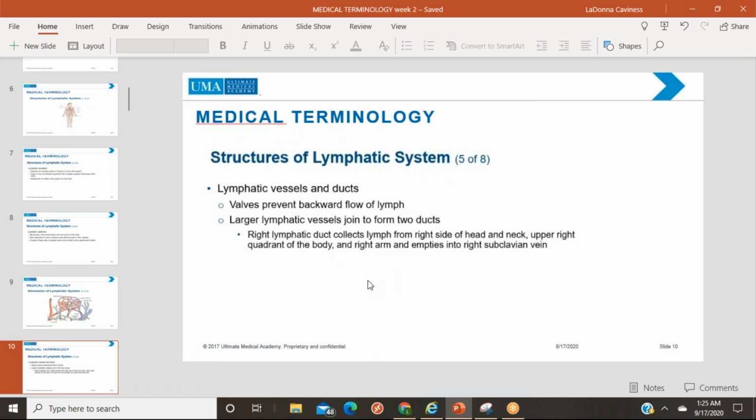All right, lymphatic vessels and ducts. Valves prevent backward flow of lymph. Large lymphatic vessels join to form 2 ducts. The right lymphatic duct collects lymph from the right side of the head and neck, upper right quadrant of the body, and the right arm, and empties into the right subclavian vein.